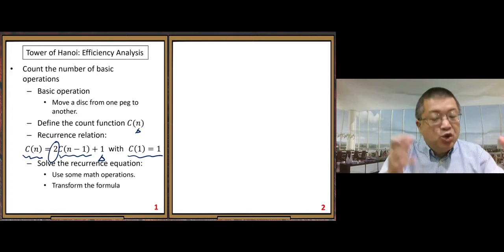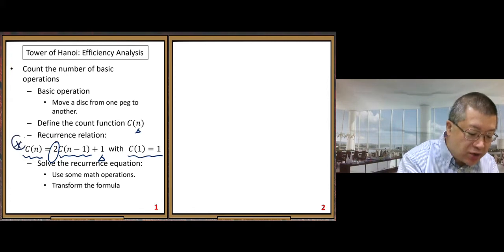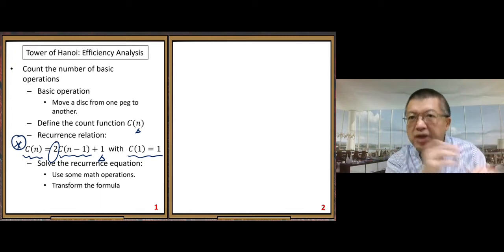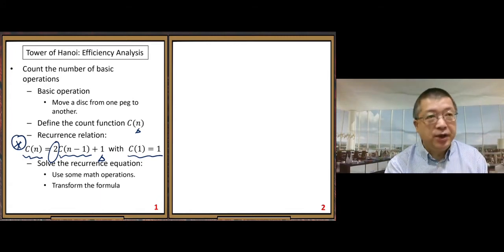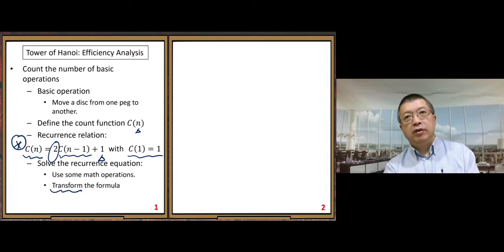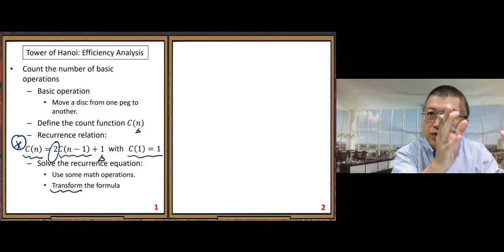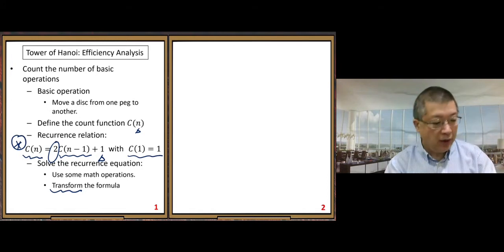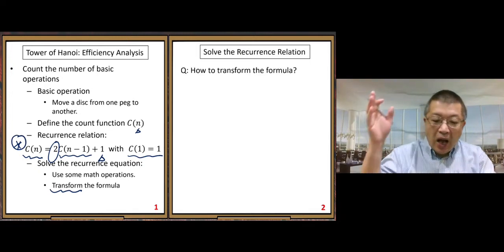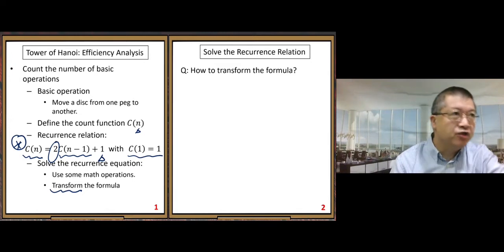The basic idea is to transform the formula. If we want to solve this recurrence relation directly, for many people it may not be that easy. But now we need to do some special transform, and after the transform, we can make the solution easier. All right, solve the recurrence relation. Question: how to transform the formula? This is the most important step.